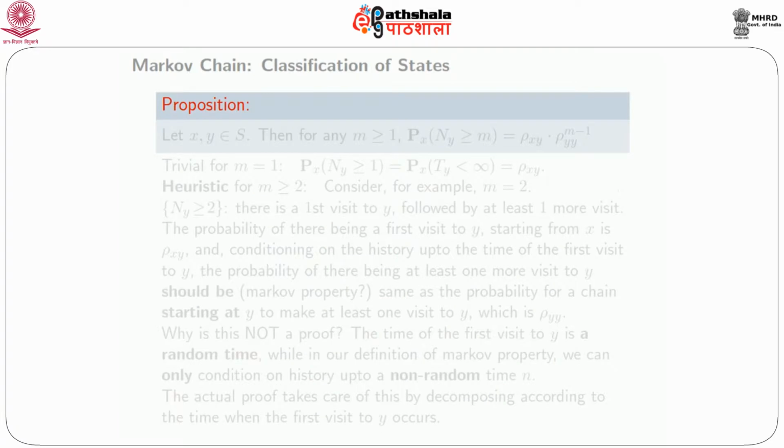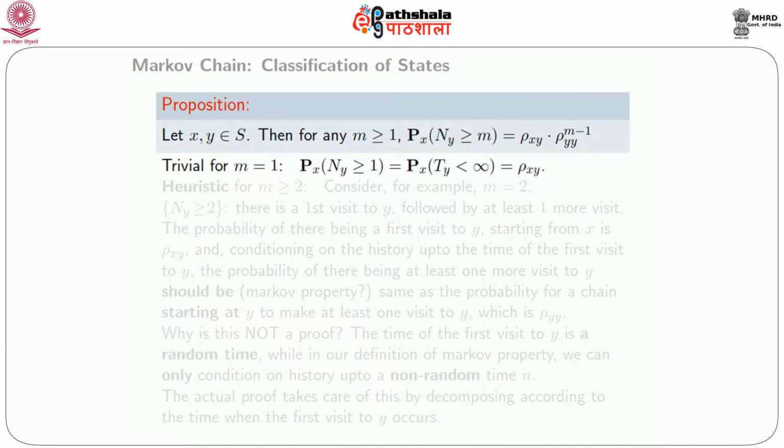So here's the proposition. Take any two states x, y in S, and once again I insist that they need not be thought of as two distinct states; they could be the same. Then, for any m greater than or equal to 1, P_x(N_y >= m) = rho_xy times rho_yy^(m-1). So this gives a formula for the chain, conditioned on starting at x, to visit the state y at least m times. That's what the probability on the left-hand side represents.